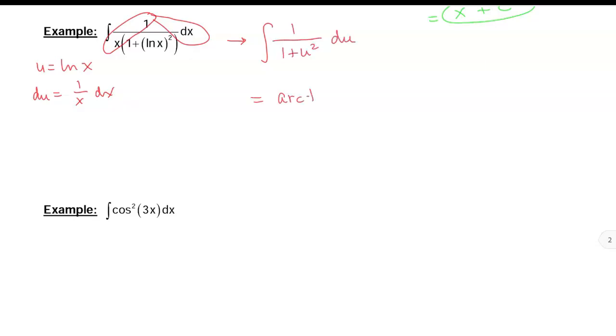Do you remember what that is? That's the arctangent of u. The derivative of arctangent is 1 over 1 plus u squared. I need to bring x back in place of u. It was natural log of x, and that's your answer.